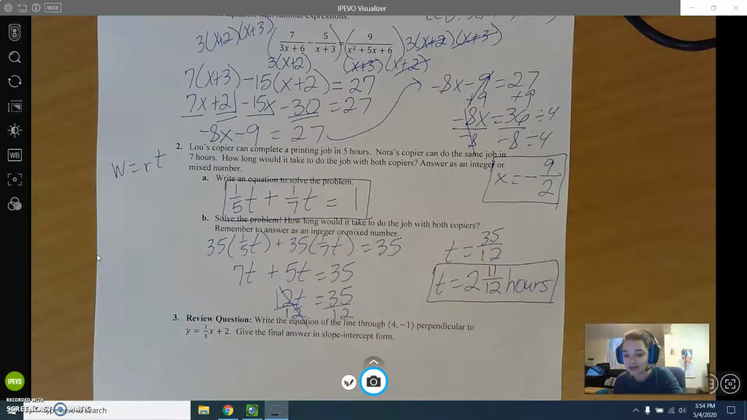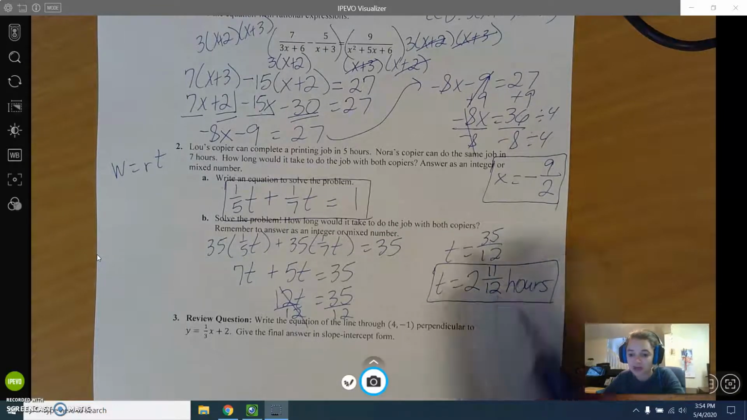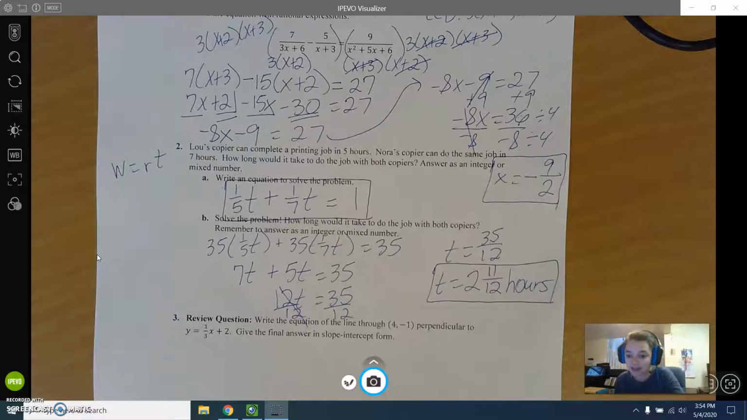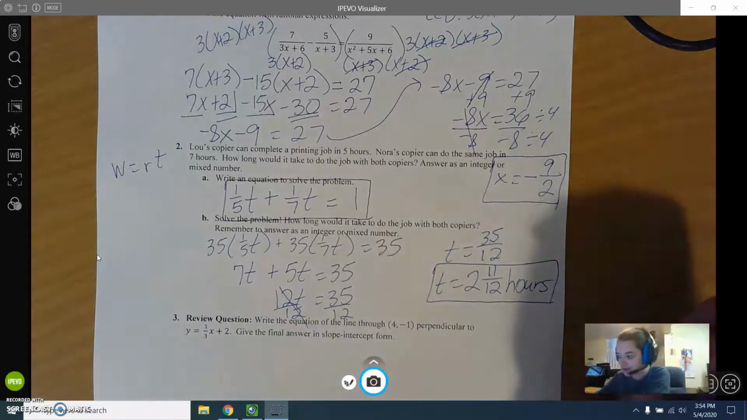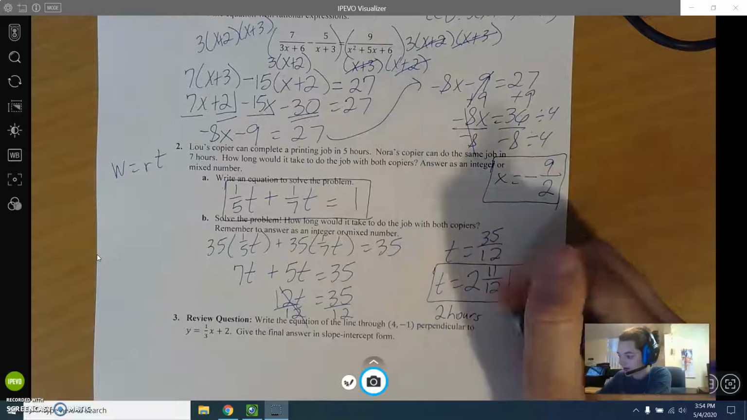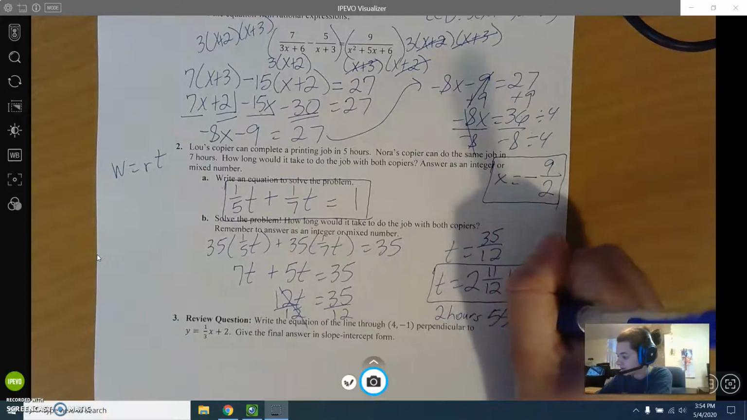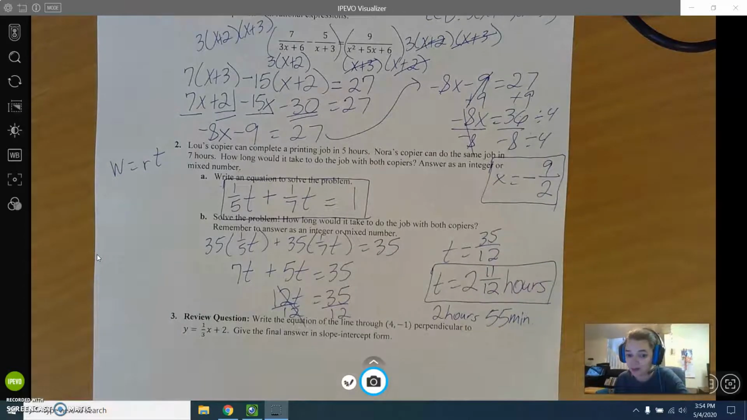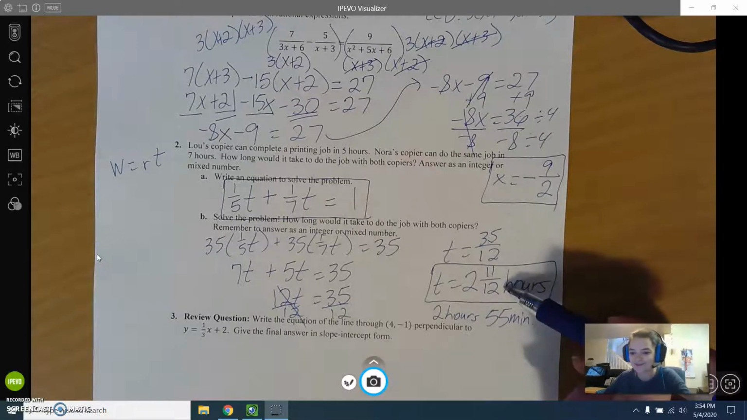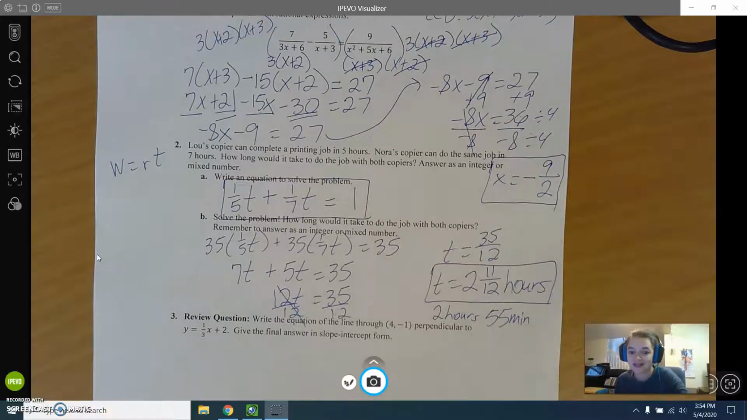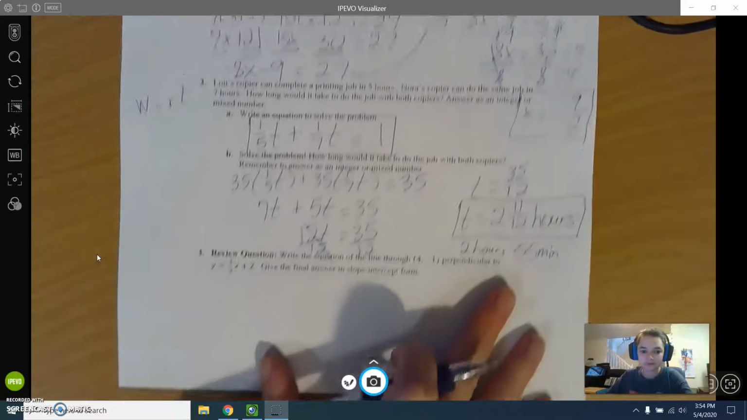In case you're curious how to get from there to minutes, what you do is you take 11/12 and you multiply it by 60, because there's 60 minutes in an hour. And in case you're curious, that's 2 hours and 55 minutes. Which I am perfectly okay with you putting that on your quiz, because that would make a lot more sense to a person. But my math lab is looking for this one, okay? So I figure it's nice to know both ways, more than one way to answer a question. Alright, so that's number 2. Hopefully that answers some questions for you guys.